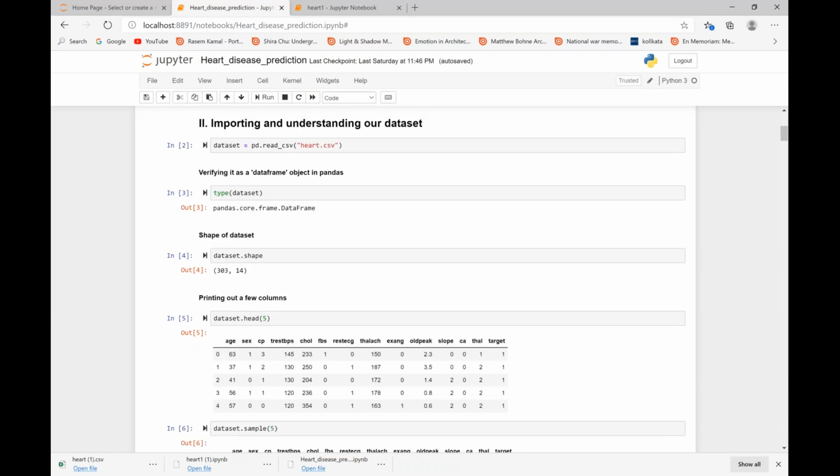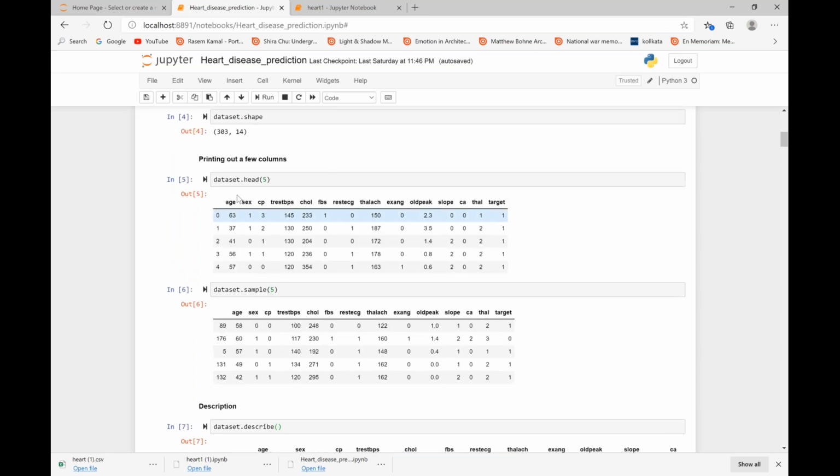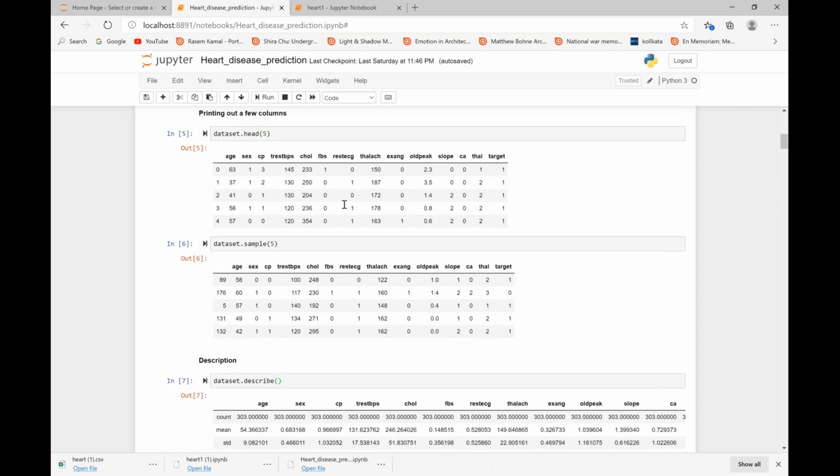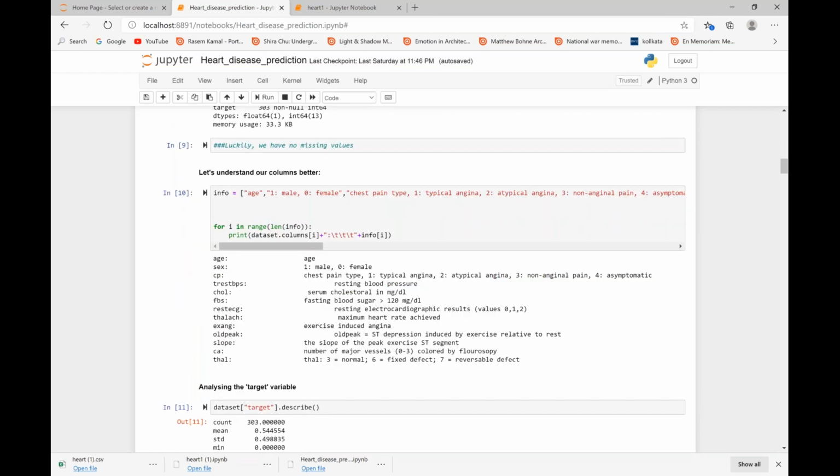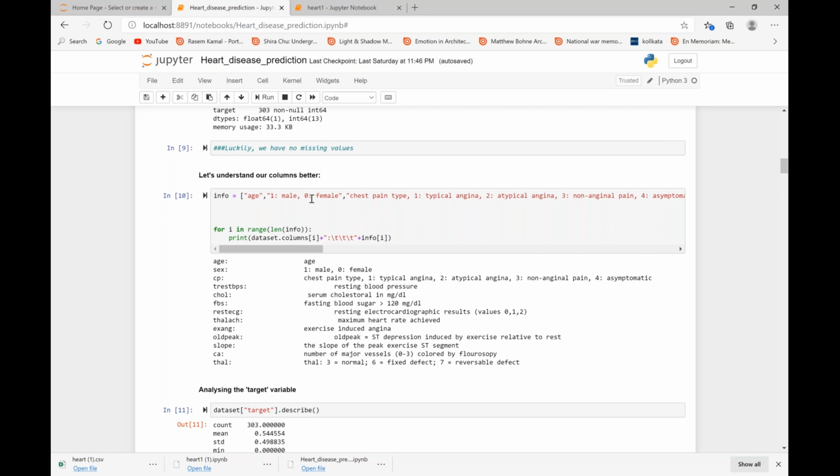Here in the code, you can see that initially we have imported a file called heart.csv where our dataset is present. And then here the dataset is represented in the columns and you can see the attributes age, sex, CP, cholesterol, FPS, etc. And this is the explanation that I have given you right now.